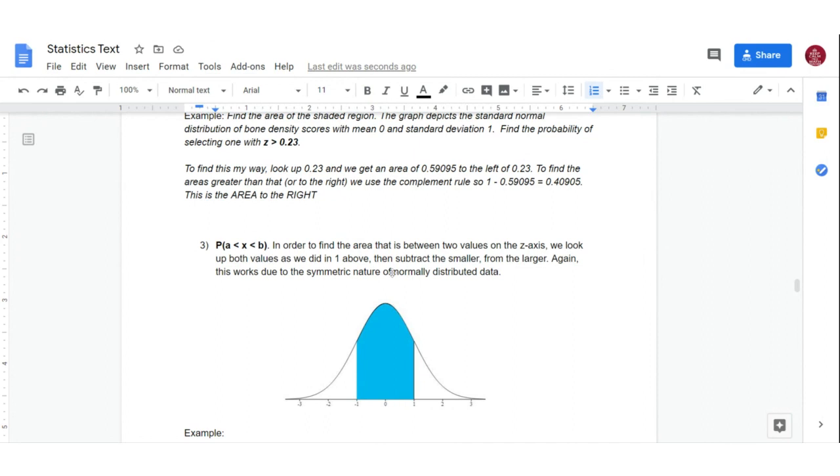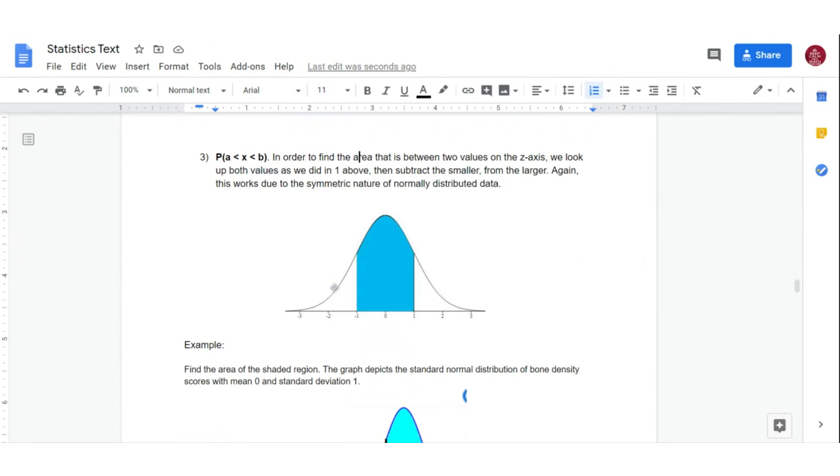If we look up everything from one all the way over, we're going to have one value, and then if we look up the negative one, you're going to have a smaller value, and then to find out in between, you subtract the smaller value from the larger value. So let's try that.